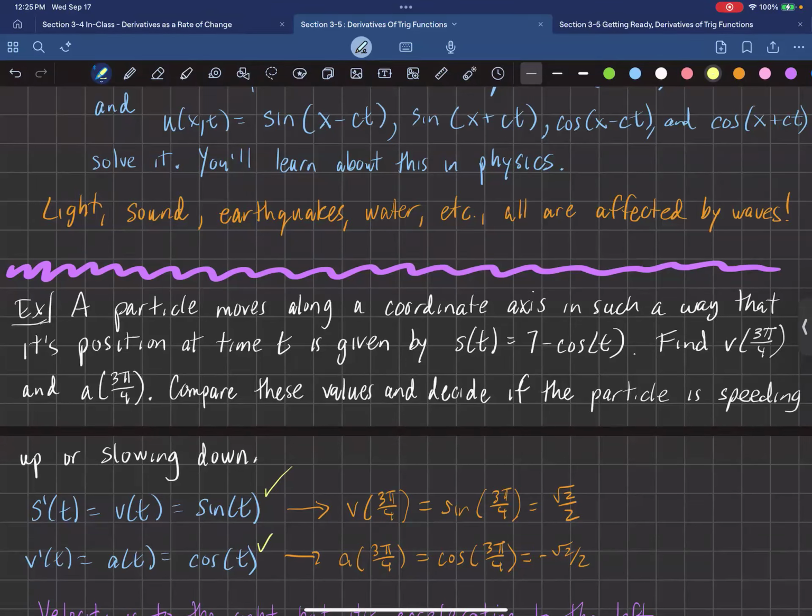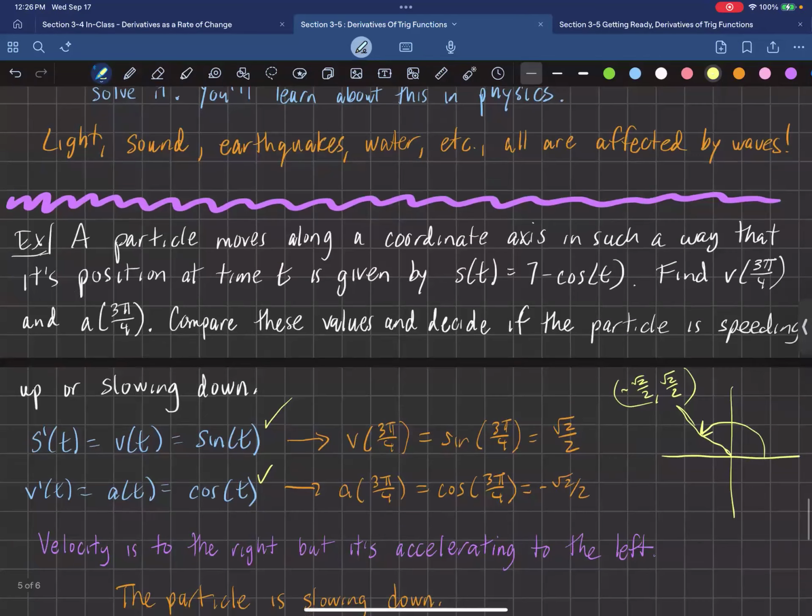So I plugged in 3 pi over 4 into both of them. We get sine of 3 pi over 4 and cosine of 3 pi over 4. They're both square root of 2 over 2, but the cosine one is negative. This is in quadrant 2 over here, right there, and that's negative root 2 over 2, comma, root 2 over 2 on the unit circle.